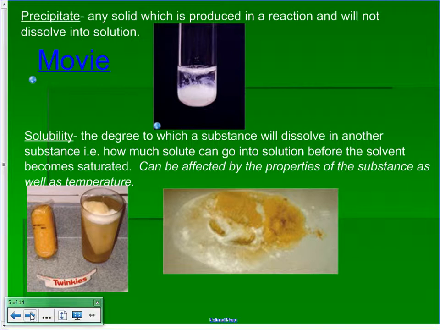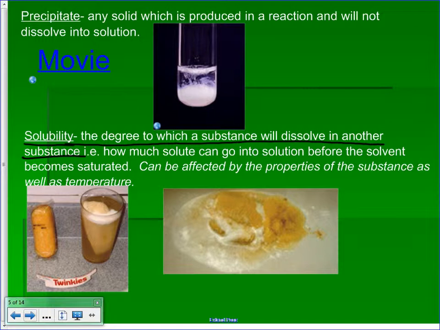So a precipitate is any solid that's produced in a reaction and as a result will not dissolve in the solution. I'll show you that here in a second. And again, here's the definition of solubility. It's the degree to which a substance will dissolve in another substance. How much solute can go into something before it stops dissolving.